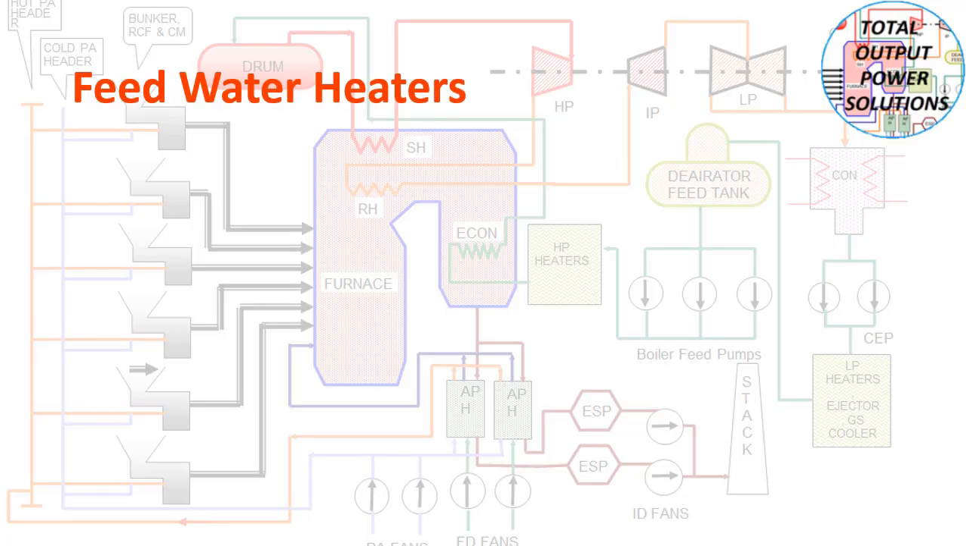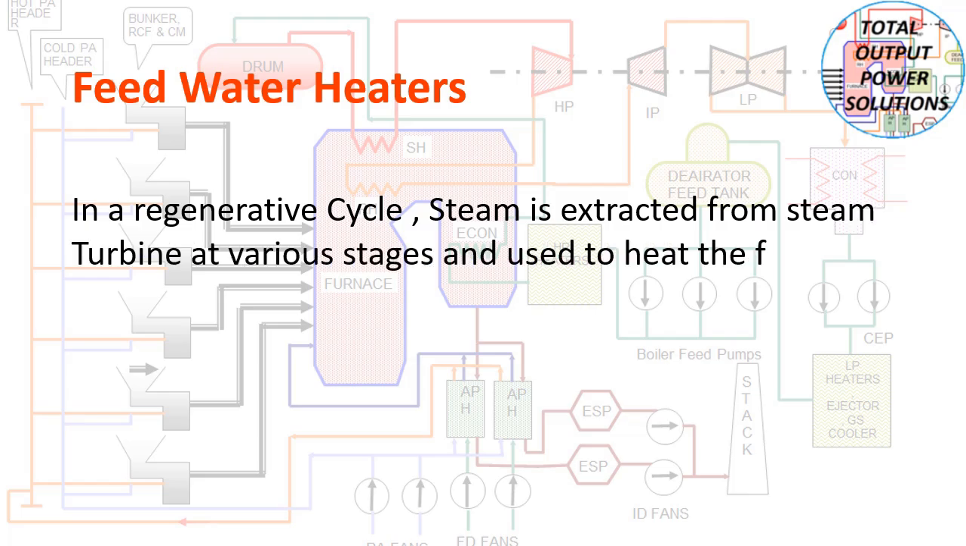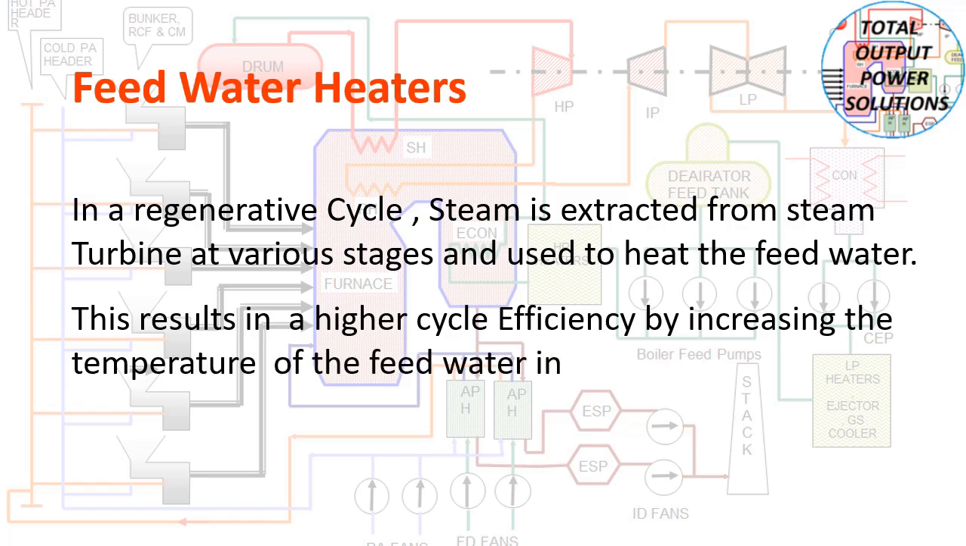Feed water heaters in a regenerative cycle: the steam is extracted from the steam turbine at various stages and is used to heat the feed water. This results in a higher cycle efficiency by increasing the temperature of the feed water inlet to the boiler and reducing the amount of energy lost in the condenser.